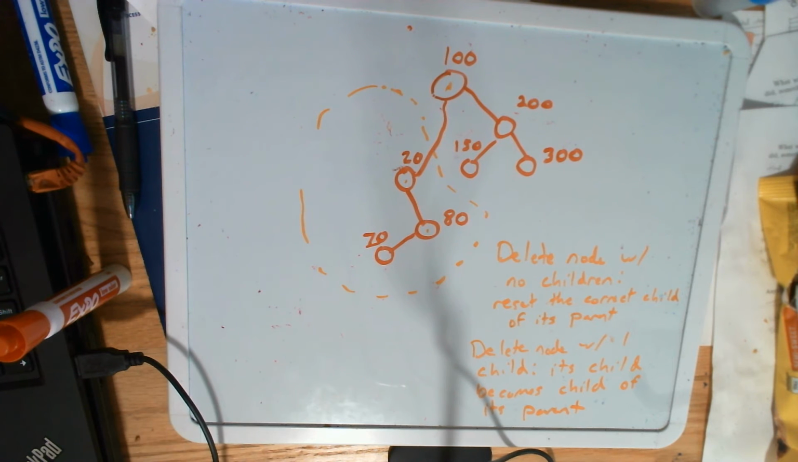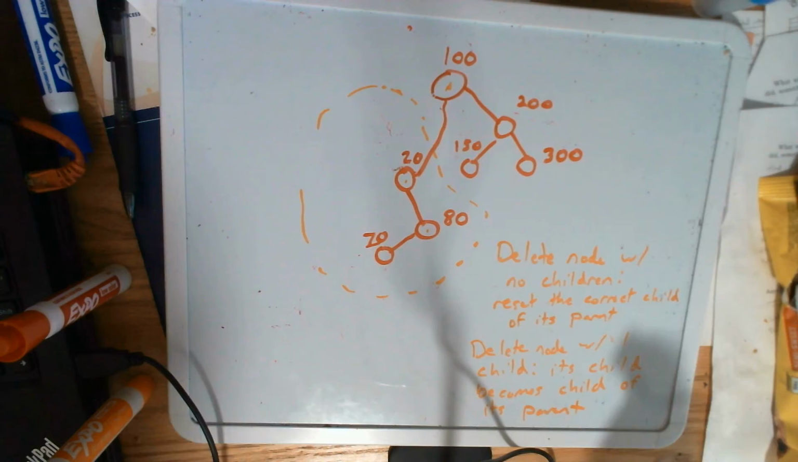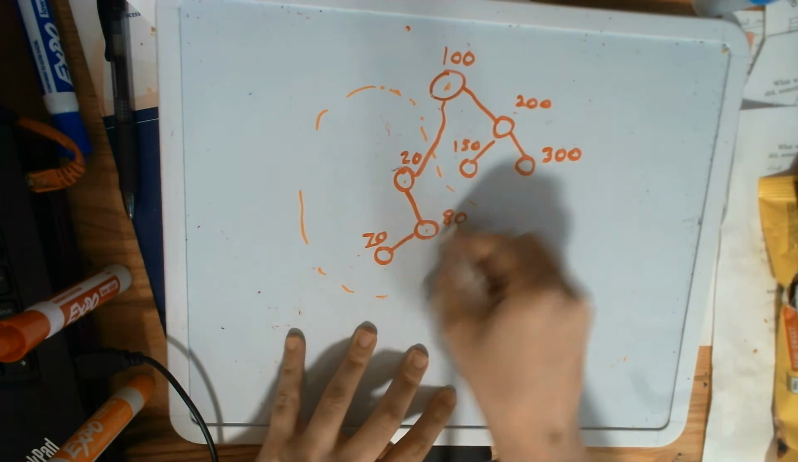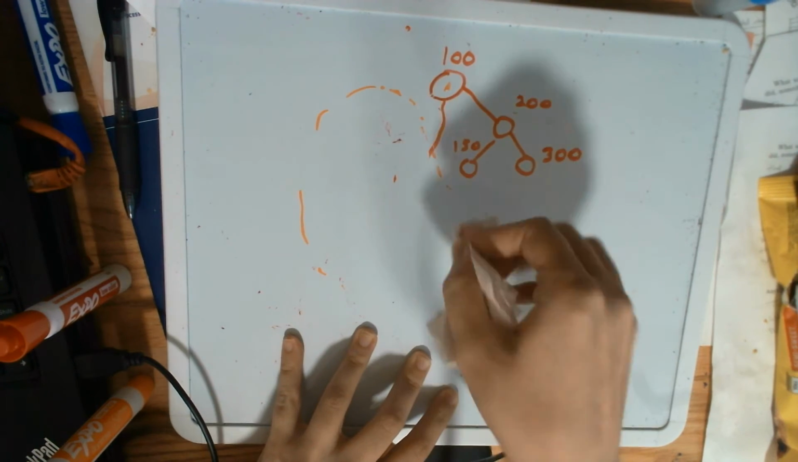So those cases aren't too bad. The tricky case is the one where we delete a node with two children. So I'm going to erase this and redraw part of the tree to give us a few different situations to look at.